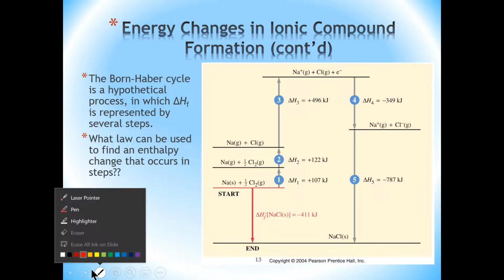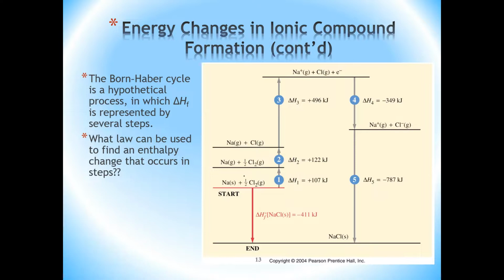So the first step is where we have the sodium solid converted to the sodium gaseous atoms, all right? And the conversion from the solid to the gaseous state, we call that sublimation. So the delta H1 here, which is equal to 107 kilojoules, is basically the enthalpy of sublimation of sodium, all right? Then the next step is where we convert the chlorine molecules to the chlorine gaseous atoms, right? And that would be the bond dissociation energy.